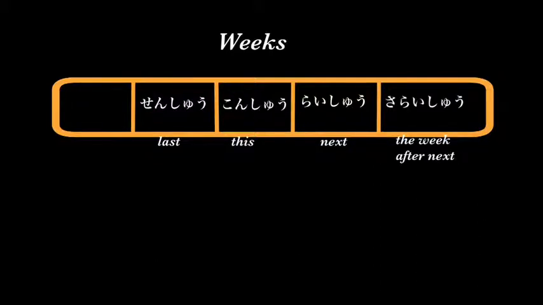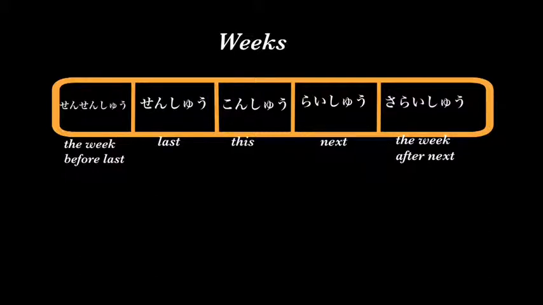Saraishu means the week after next. We've already had Sarainen, the year after next. Saraigetsu, the month after next. Saraishu, the week after next. And Sensenshu, the week before last. Sensenshu. Not used often, but it is correct. Sensenshu, Senshu, Konshu, Raishu, and Saraishu when we're talking about weeks.